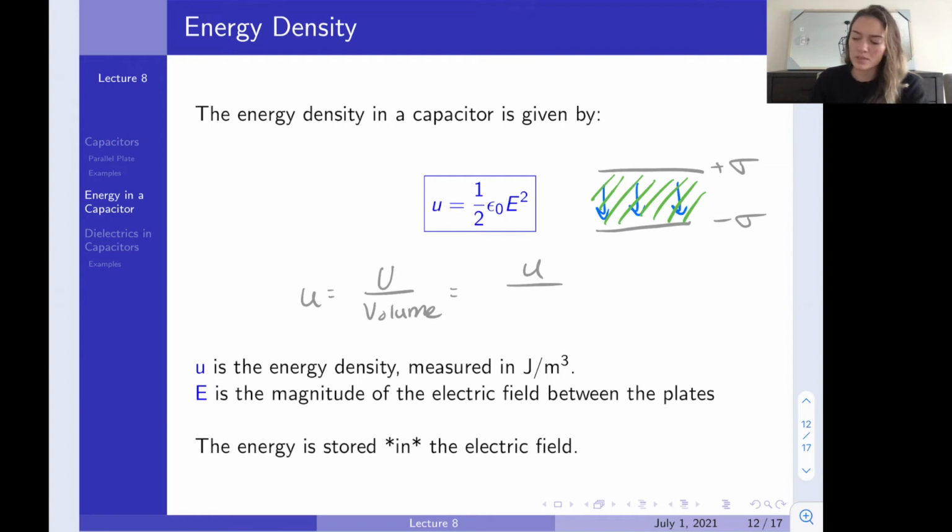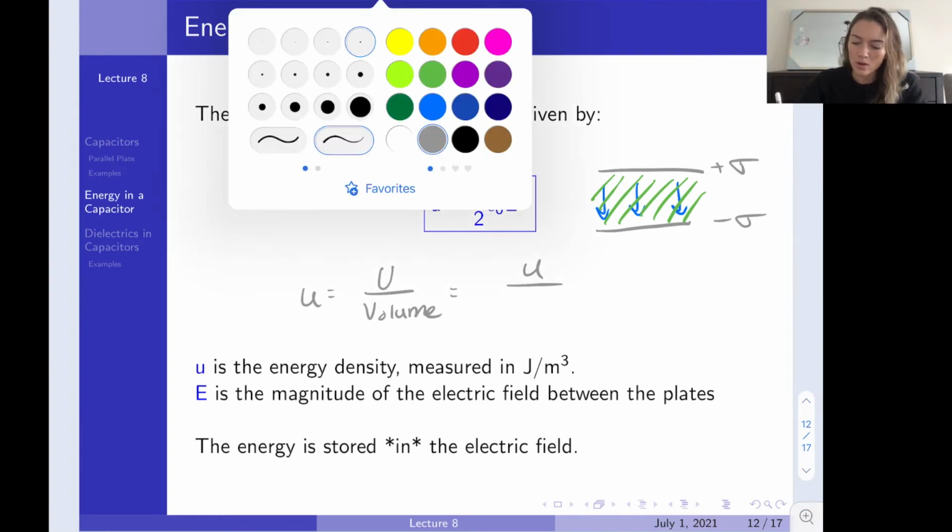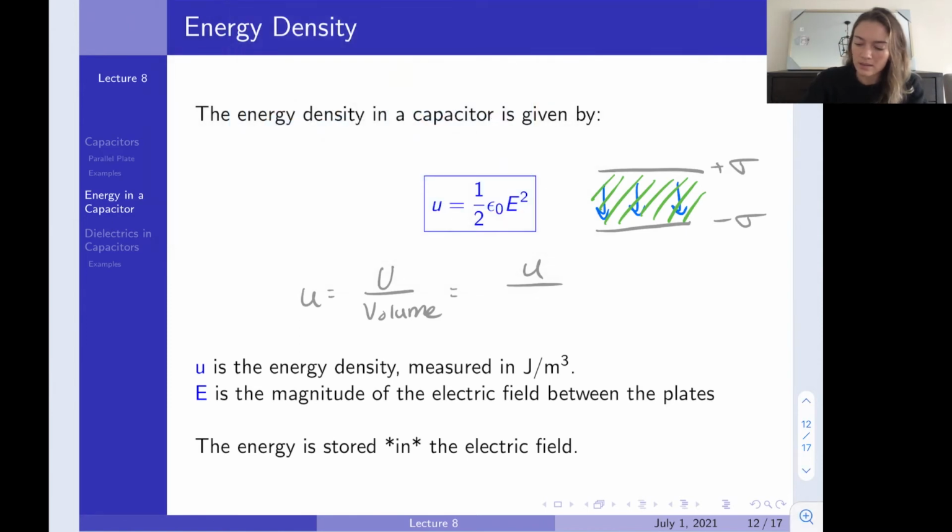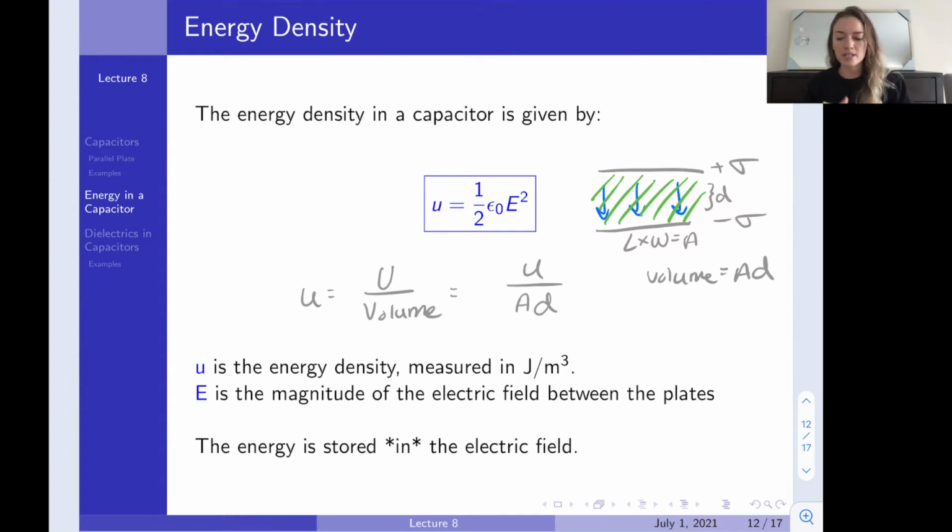Well, what's the volume? The volume is just going to be our length times width times height. We know our length times width is just the area of the plate, right? The area of either of the plates is just the length times the width. And then the height is just going to be the distance between the two plates. So this is D. So our volume is just equal to A times D. So we just divide our total potential energy by the area and the distance between our plates. And that will give us the energy density.